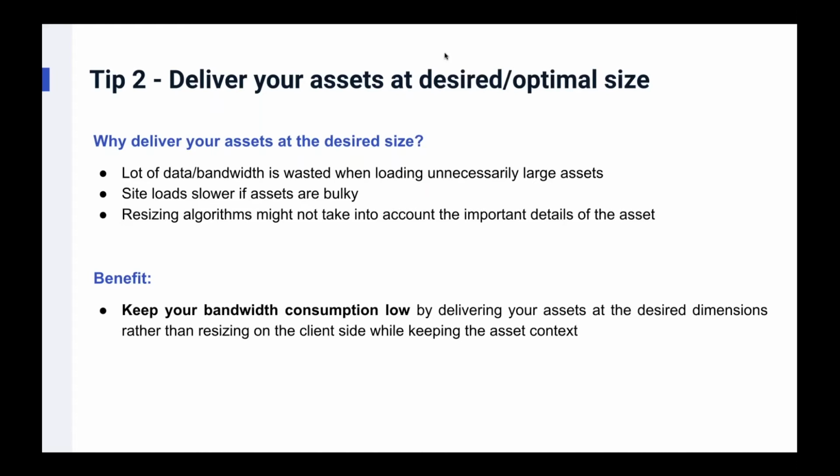Why do we want to deliver these assets at the desired size? Because delivering them in their original size uses up a lot of bandwidth. A lot of bandwidth gets wasted. It slows down the site considerably if you're loading megabytes of images, and multiple images, in web pages. At the same time, there may be other algorithms out there that can resize these images, but they may not take into account some of the important aspects of the images when they're being resized. Once they do get resized, however, it will help with lowering the bandwidth on the page and subsequently increasing the performance of the page.